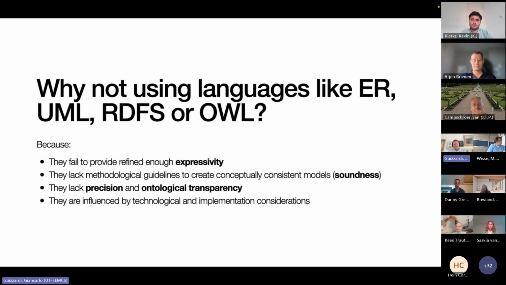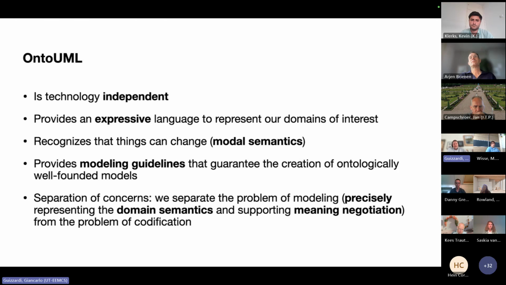Most of these languages have been created for a scenario in which you could not, not RDFS and OWL, but conceptual modeling languages like ER and UML were created for scenarios in which you were building standalone applications, in a sense, right? And not building models for interoperability. So that's what we had in mind.